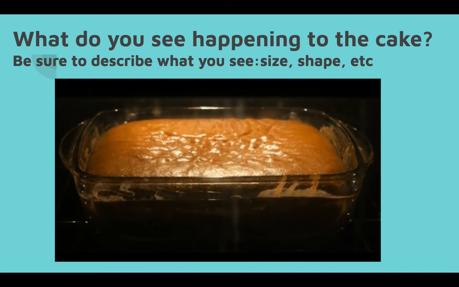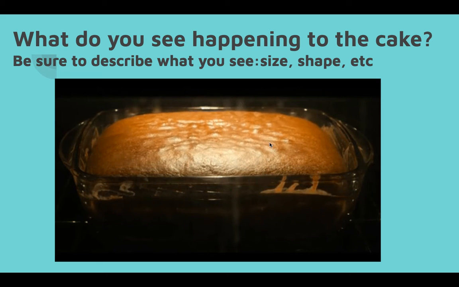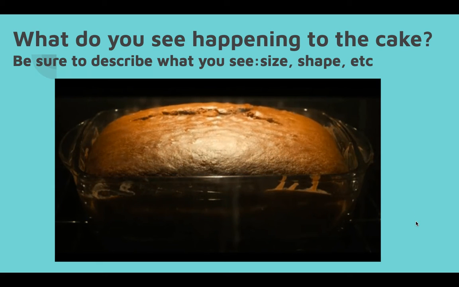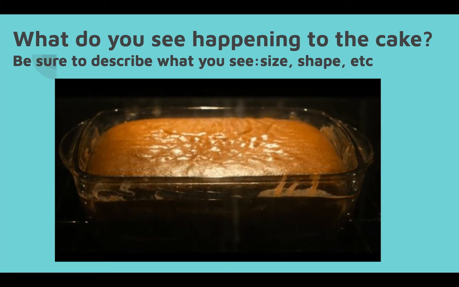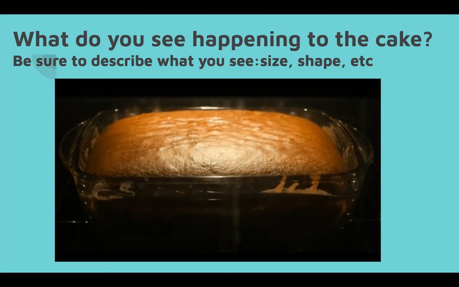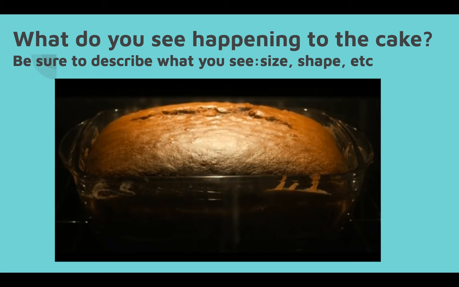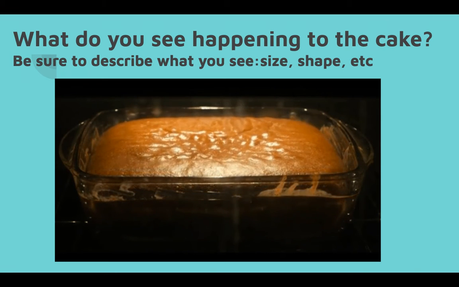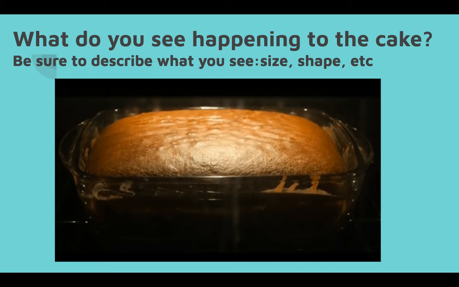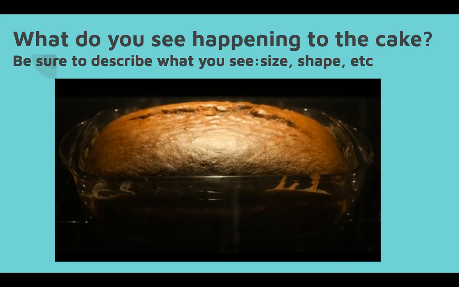I want us to look at this picture. We have a picture of a cake in the oven. I want you to take a really quick second and observe what's happening. Now go ahead and answer in the box that pops up to the right. What do you see happening to the cake? Be sure to describe what you see in terms of the size, shape, etc.